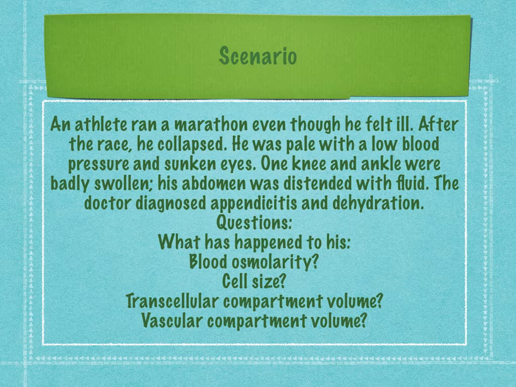So what's happened to the vascular compartment volume? Well, it's decreased. We can tell this by the low blood pressure. There's not enough fluid to pump around, and the fact that he appears pale means the red blood cells are not able to release their oxygen load to the tissue due to decreased heart pumping.